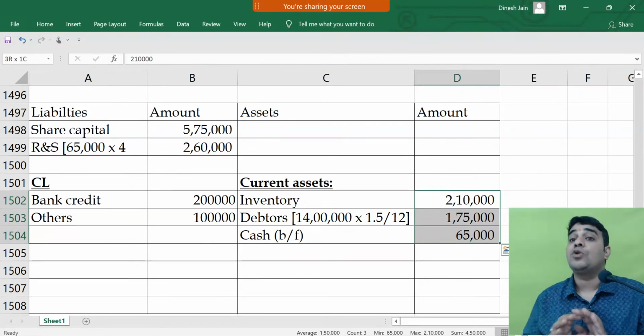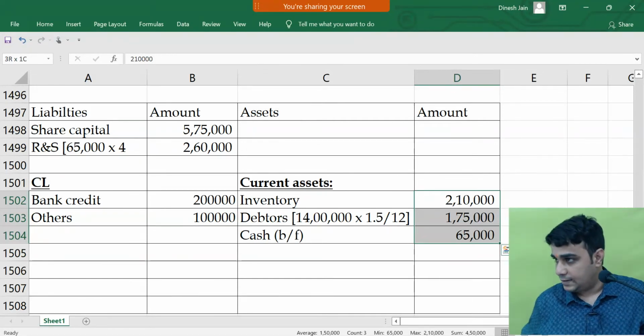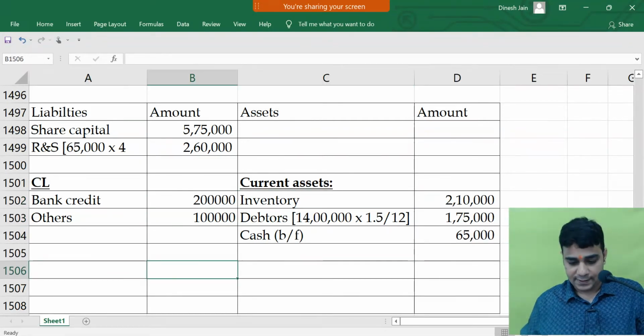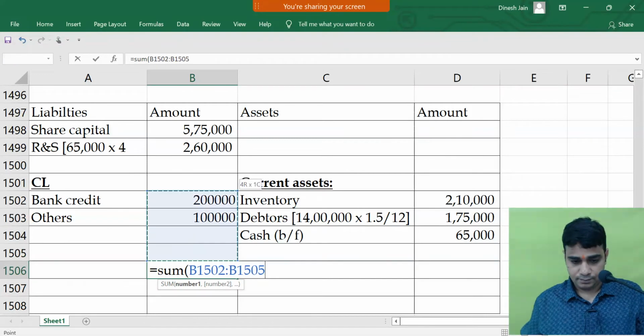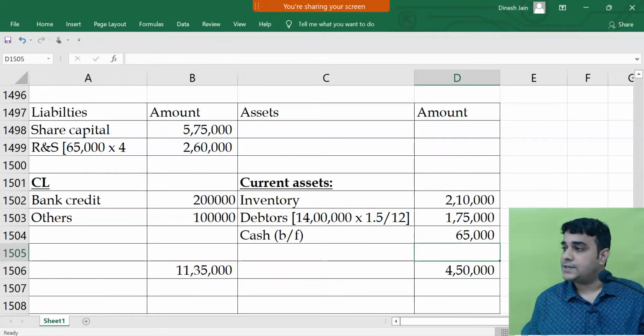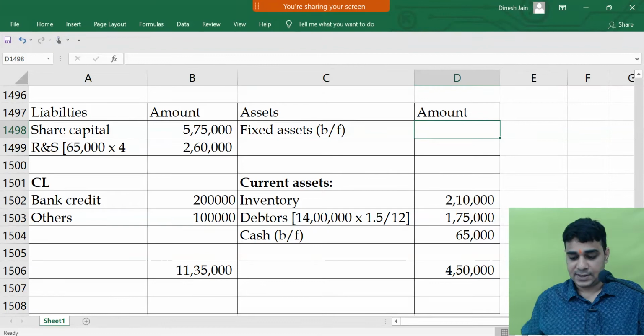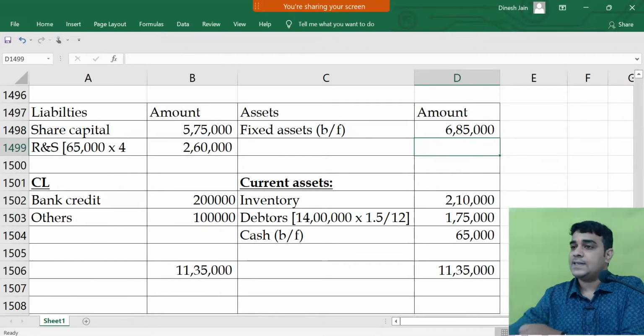I'm assuming there are no other liabilities. I'm assuming there's no debenture, no preference capital. I don't have data, so none of them is there in the question. So total of this side is 1135. Total of this side is 4 lakh 50 as of now. My balancing figure is fixed assets, which is 1135 minus 4 lakh 50, 6 lakh 85.